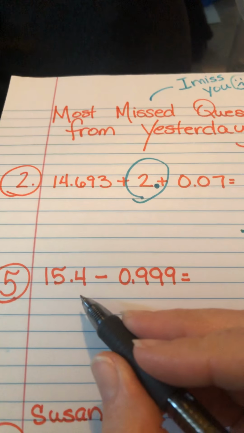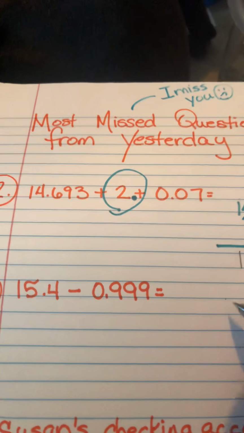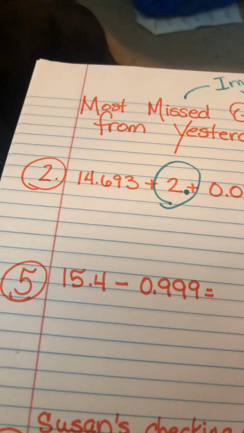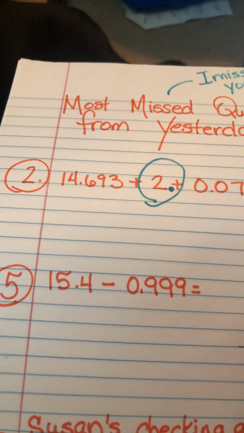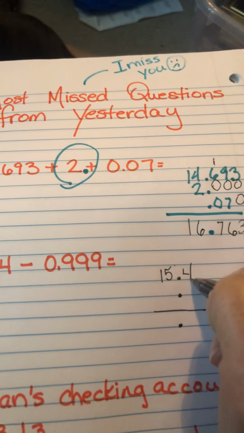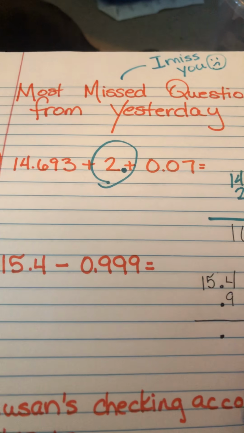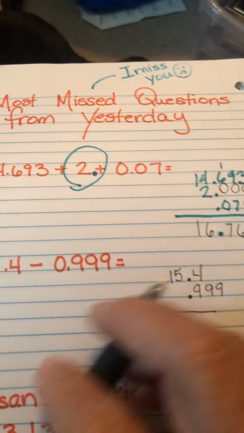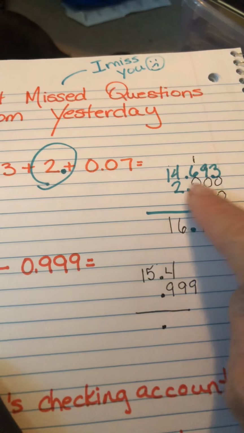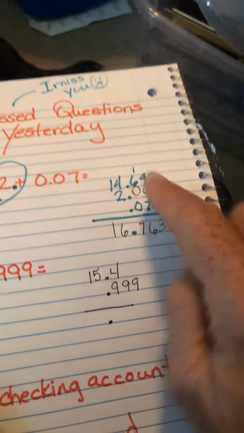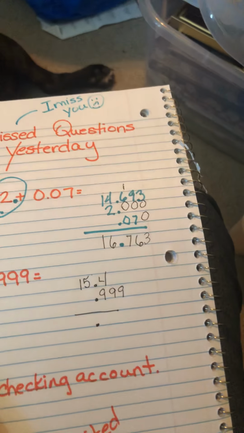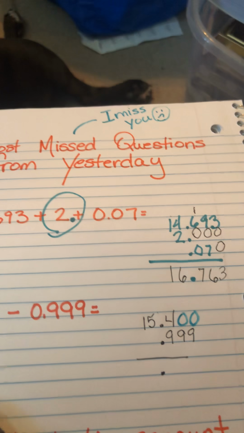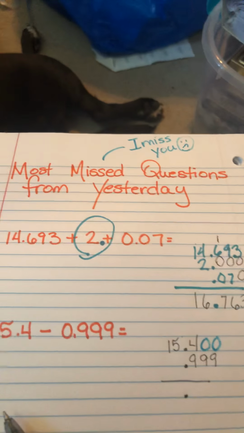Okay, next one, 15.4 minus 0.099. So once again, I'm going to line my decimals up. 15.4 is going to go here. 0.099 is going to go there. And now I have to add zeros. Up here, it was optional when you're adding, but when you're subtracting, it's mandatory you add those zeros. So I'm going to go ahead and put those 2 zeros there, and now I'm ready to do my math.